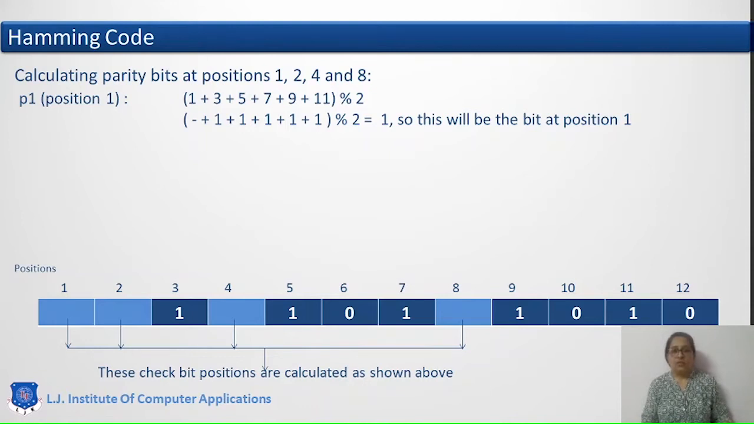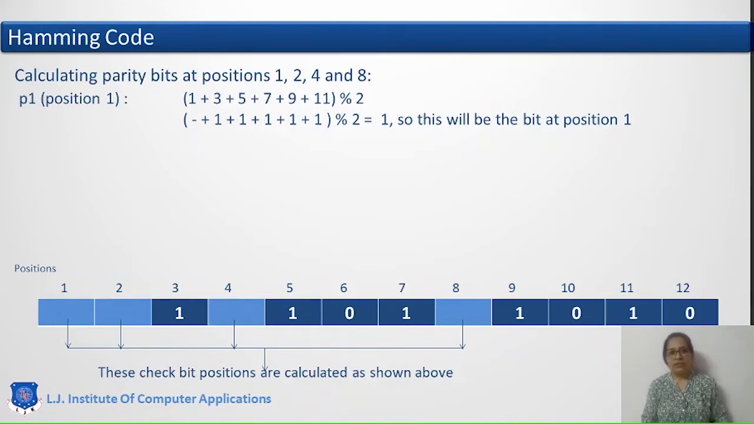So to calculate the parity bit at position 1, that is P1, we have to remember one thing, that we are calculating an even parity Hamming code. So the number of ones in the particular positions must be even. Let's say for example for position 1, which positions need to be considered? Here we will consider positions 1, 3, 5, 7, 9 and 11 for the even parity calculation.